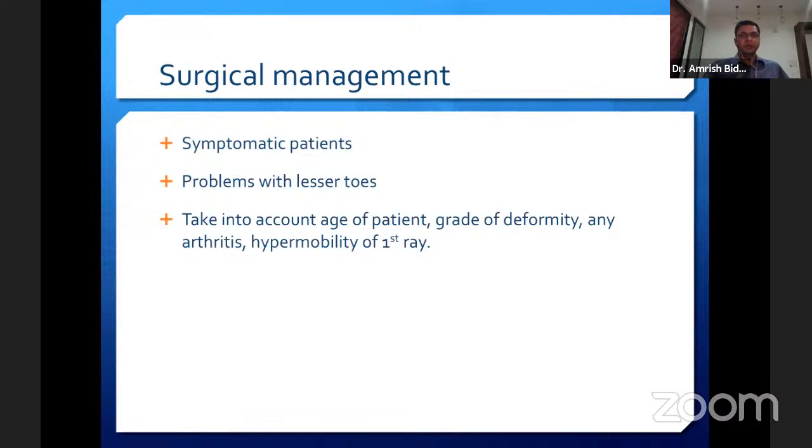So when a patient comes to you with a symptomatic hallux valgus, then you take into account the age of the patient, grade of the deformity, any other comorbidities, whether they have arthritis and hypermobility of the first ray. So you take your x-rays, you measure the angles, and then you decide what surgery you're going to do. Comorbidities, as I said, you look for diabetes, gout.